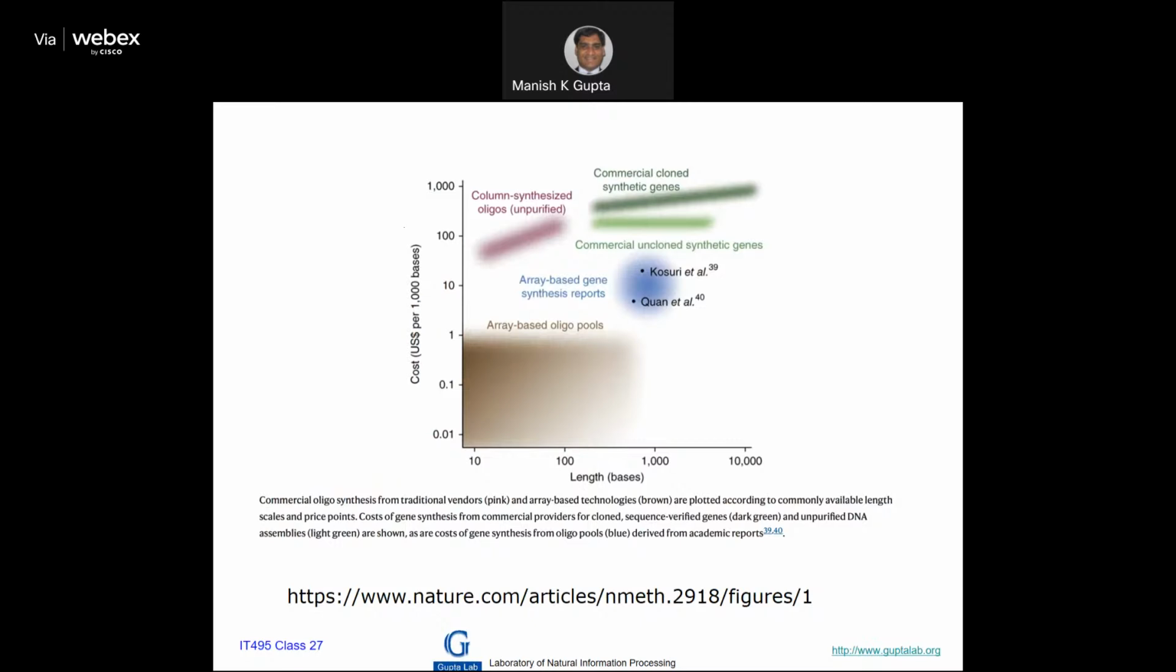Now, depending upon how you implement the technology, there are column-based, so column synthesized oligos, right? Array-based gene synthesis. Basically, one way is you do it bit by bit. Another way is you do it in parallel, using some sort of microarray technique and so on. So this picture is showing what commercial options are available and the cost per 1,000 bases.